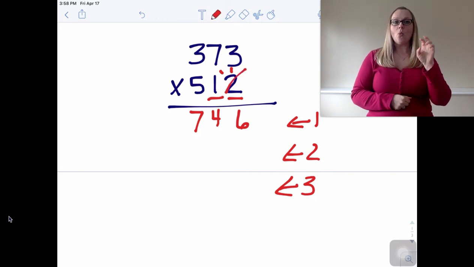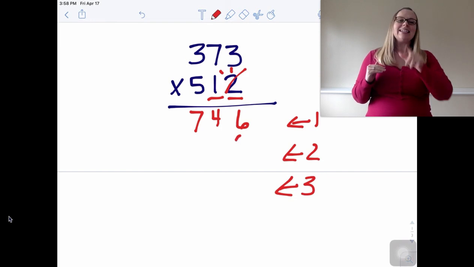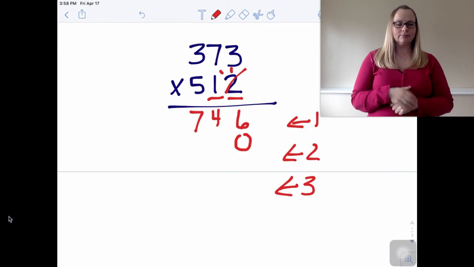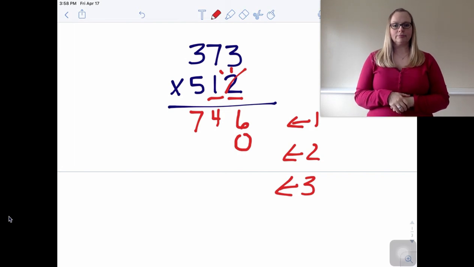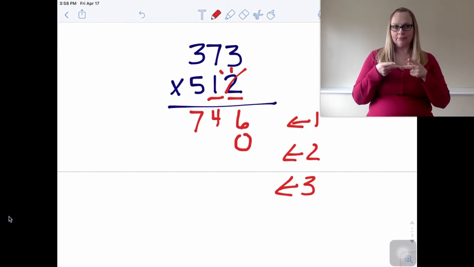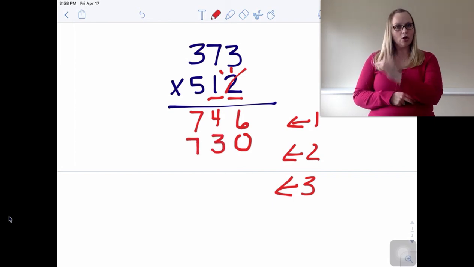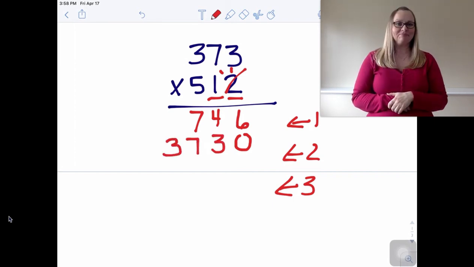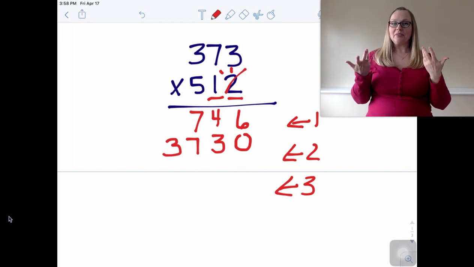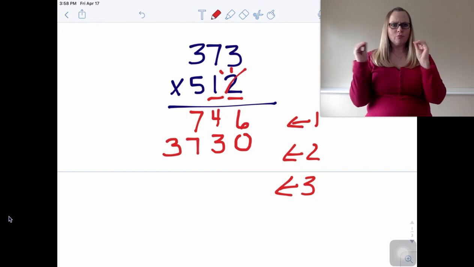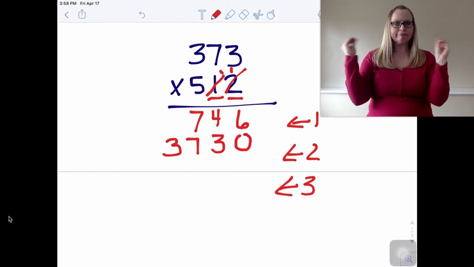I'm moving on to the tens. But before I do that, remember I'm going to put my 0 in the one space in the second answer line to hold the place. 1 times 3 is 3, 1 times 7 is 7, and 1 times 3 is 3. So I was sure to multiply this middle number by all 3 numbers up on top. There were no carries, so I'm done with the tens place.